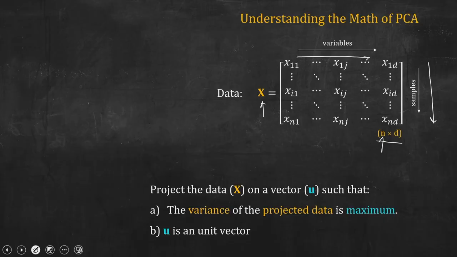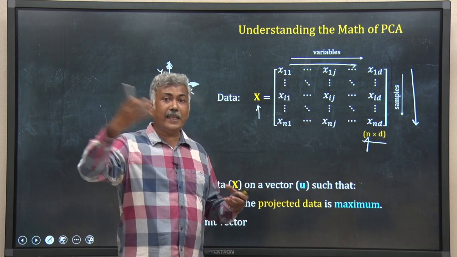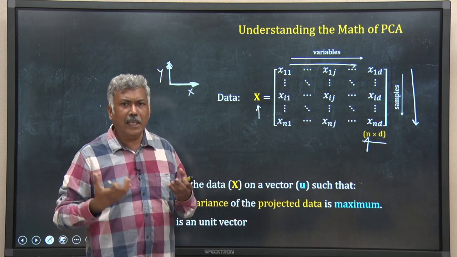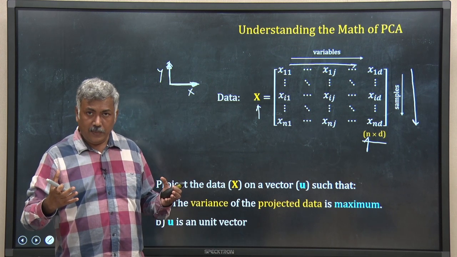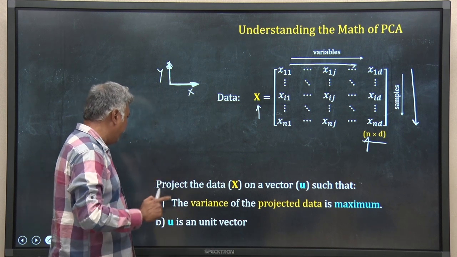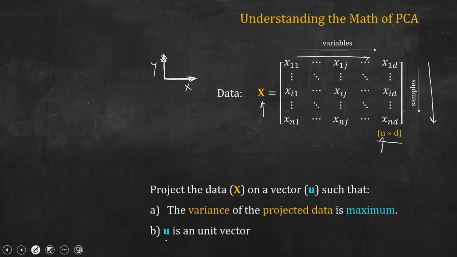So, if I have a coordinate system something like this, X and Y, the way we usually write it, you can say that this X is actually a vector, isn't it? And Y is also a vector. So, when I say I want to create a new axis or new dimension, essentially I am looking for a new vector. What type of vector? I want a vector which will be a unit vector, and let me call it U, such that I want to project my data on that vector U.